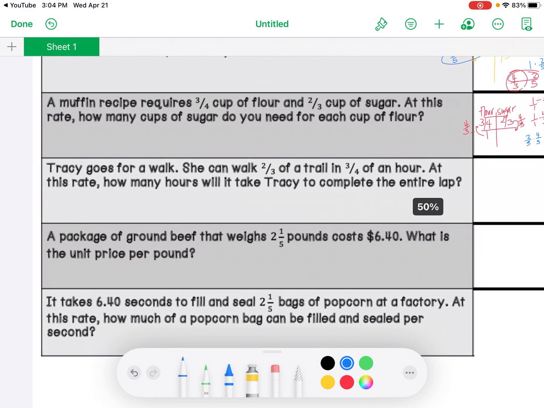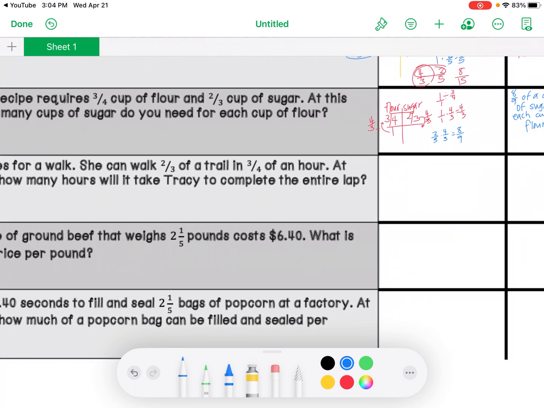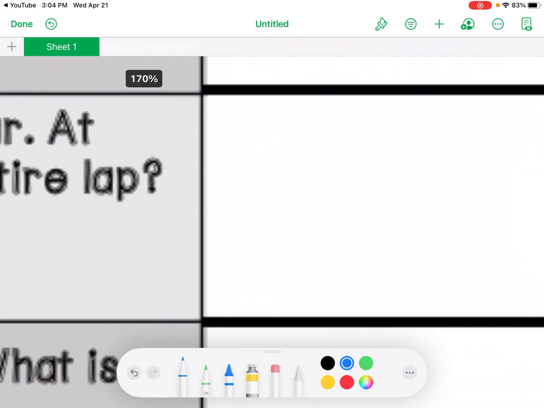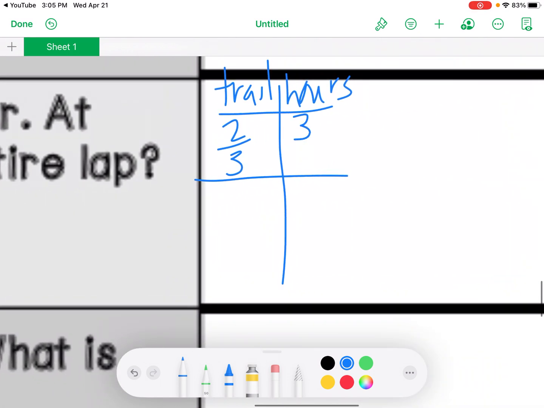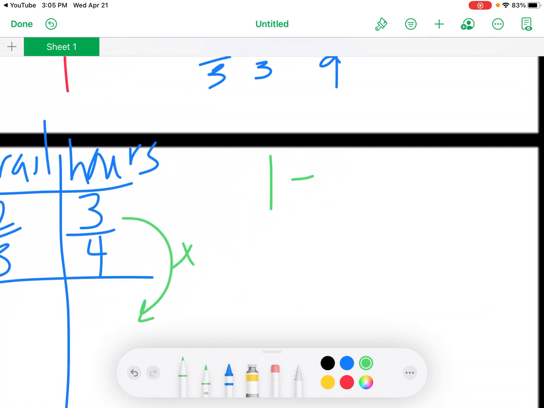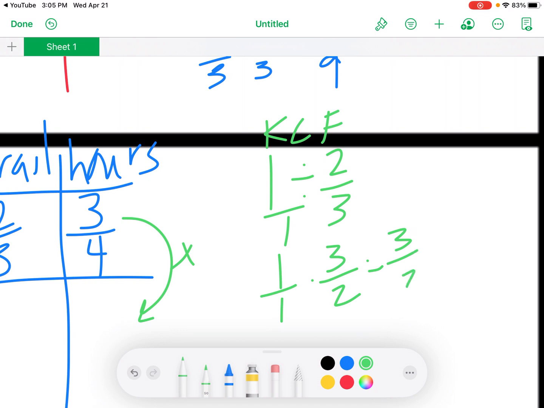It says Tracy goes for a walk. She can walk 2/3 of a trail in 3/4 of an hour. How many hours will it take Tracy to complete an entire lap? So I have hours and trail. So 2/3, and that takes her 3/4 of an hour. And she wants to do the 1 lap, so I put the 1 over there. I divide going up, multiply coming down. So 1 divided by 2/3. So keep change flip. I get 3/2.